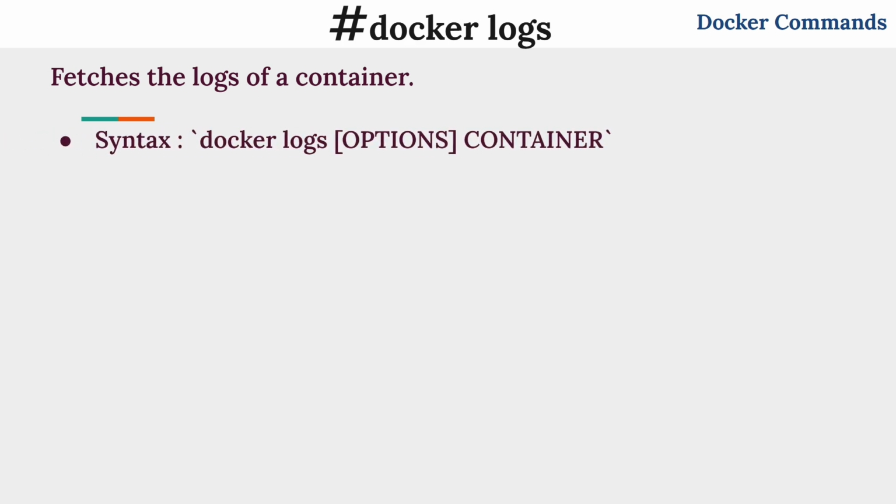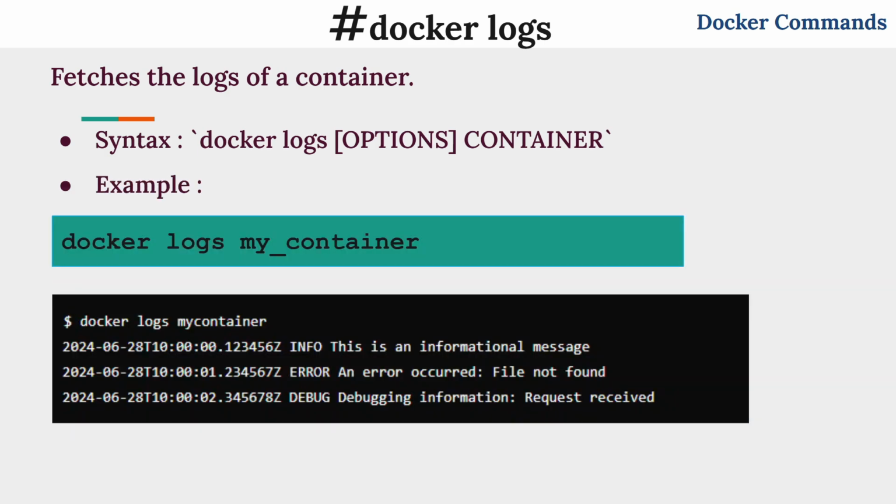Let's see the syntax. docker logs [options] container. Options: additional options to configure the behavior of fetching logs. Container: the ID or name of the container whose logs you want to fetch. The docker logs command is essential for monitoring and debugging Docker containers by providing access to their logs. By using options like -f for real-time logs or --tail to limit the number of lines displayed, you can effectively manage and troubleshoot containers in your Docker environment. Let's see the next command.